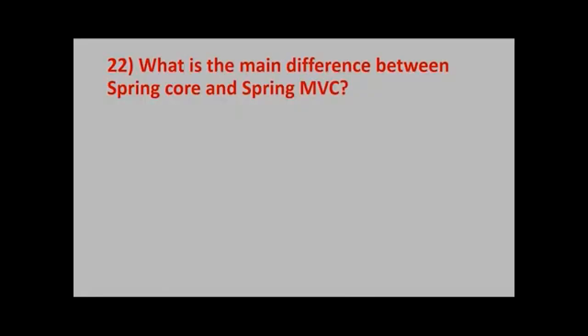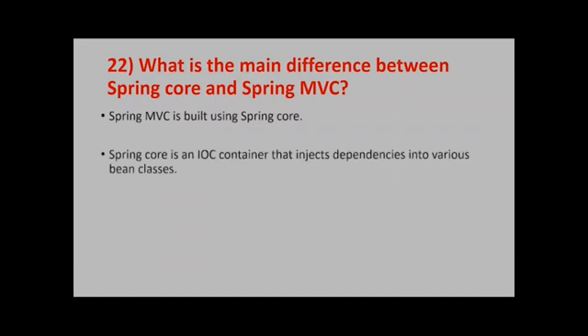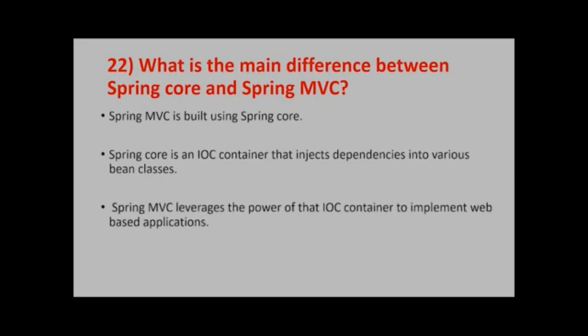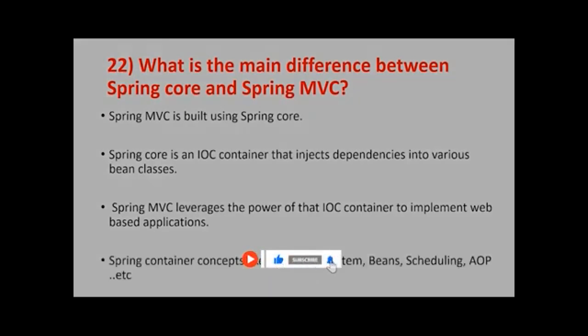What is the major difference between Spring Core and Spring MVC? A lot of people will ask this kind of question to confuse people. Actually, Spring Core is a basic concept to handle the object mechanisms, whereas Spring MVC is built on top of Spring Core. Spring Core is called the IOC container, with dependency injection using bean class concepts and handling of objects, whereas MVC internally uses the IOC mechanism and works for web application implementations. Spring Core concepts include the container system, beans, scheduling, and AOP. These are all part of Spring Core.